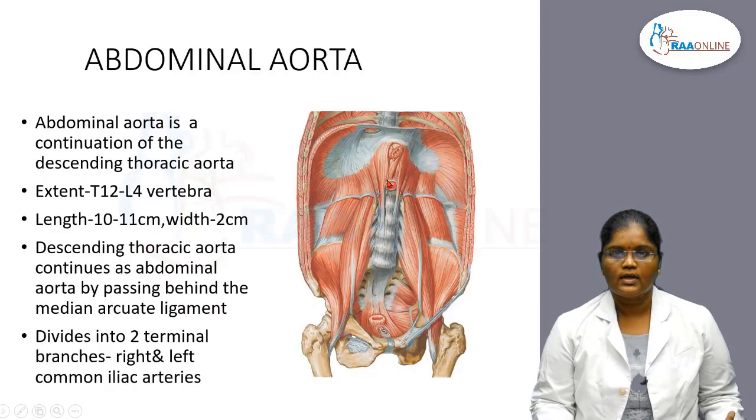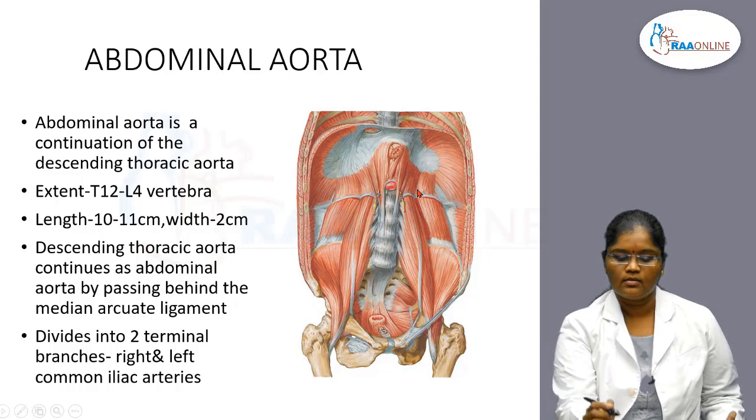The abdominal aorta is a continuation of the descending thoracic aorta. It extends between the T12 to L4 lumbar vertebra. The length of the abdominal aorta is around 10 to 11 centimeters and the width is 2 centimeters. The descending thoracic aorta continues as the abdominal aorta by passing behind the median arcuate ligament.